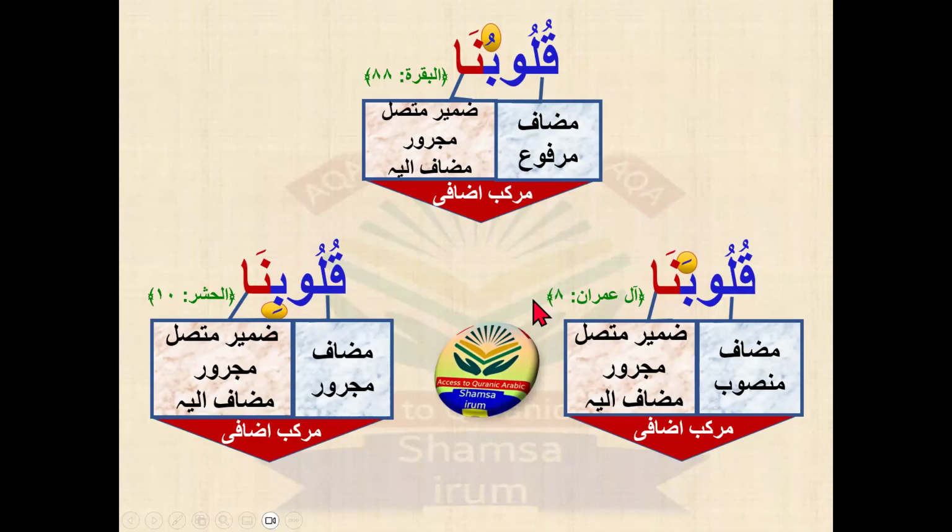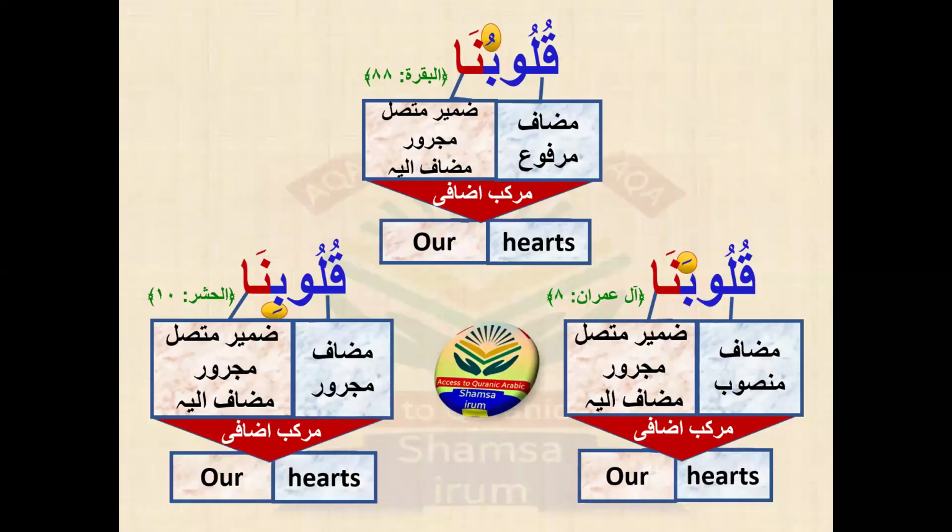So look, all these three words are exactly the same, from different surah and different ayah. But what's the difference between them? The difference is the i'rab. One is marfu, one mansub, and one majroor, because mudafs' i'rabs can be changed. It can be marfu, it can be mansub, it can be majroor. We learned this topic in detail in lecture 17, the last lecture. The meaning is the same for all three: our hearts. Let's move on to a few more practice examples.